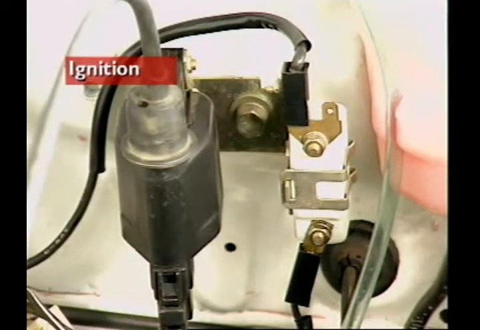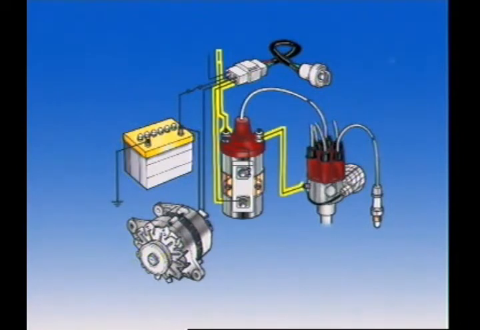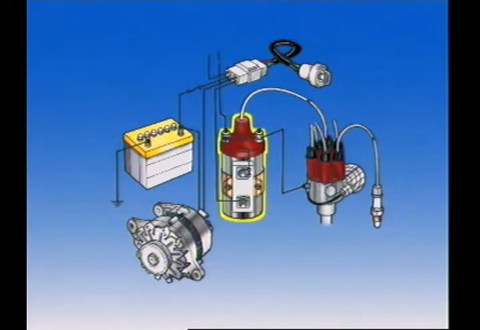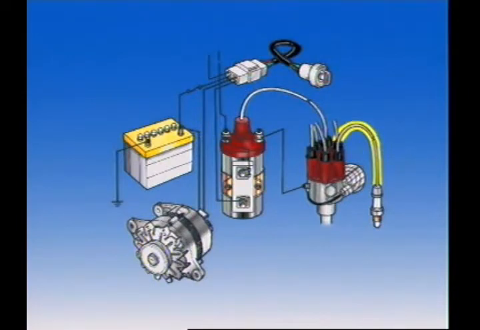This section examines ignition. A basic ignition system consists of the battery, low tension cables, the ignition coil, distributor, coil high tension cable, spark plug cables, and spark plugs.